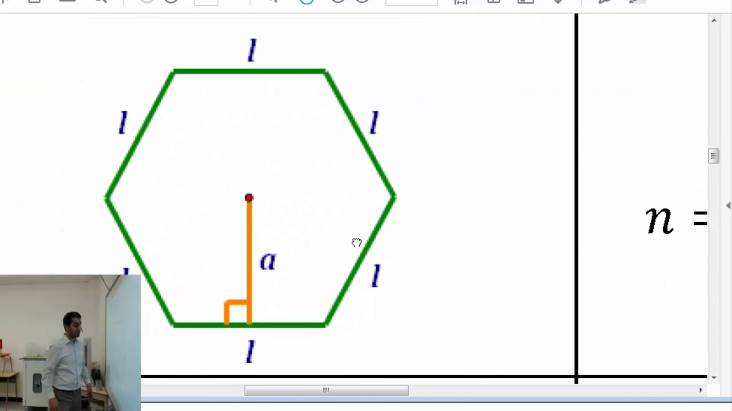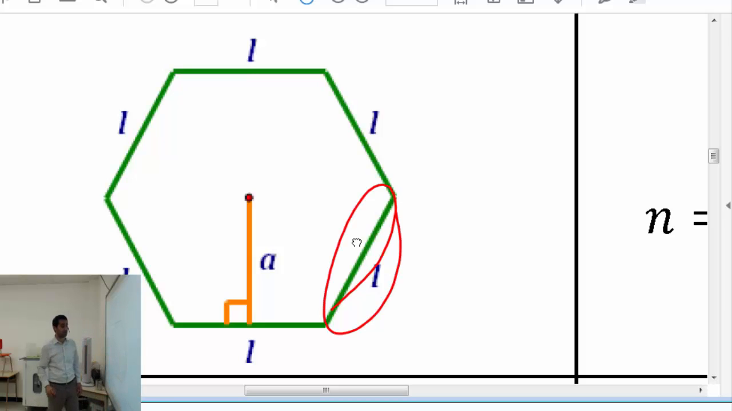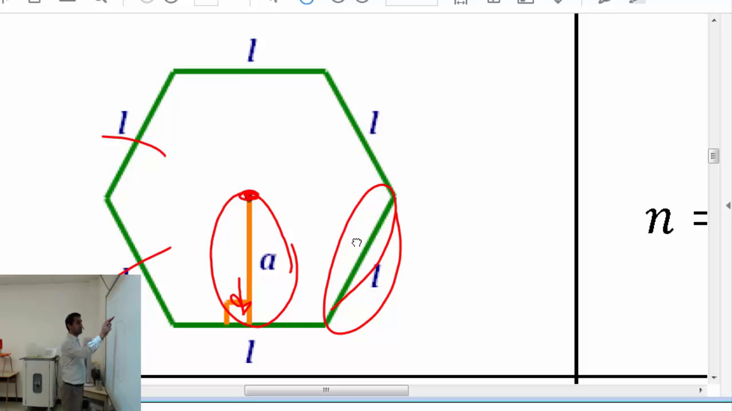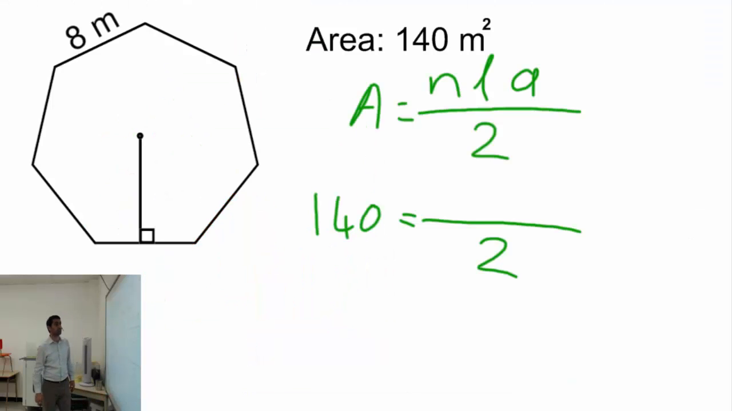So L, as we said, is the side, one of the sides. They are all the same in the polygon. And apotem is here with the 90 degree, and comes in the middle of the polygon. And N is the number of sides. In this example, 1, 2, 3, 4, 5, 6. There are 6 sides. But we'll find out what the question we are dealing with has as the number of sides. 1, 2, 3, 4, 5, 6, 7. It has 7 sides here.